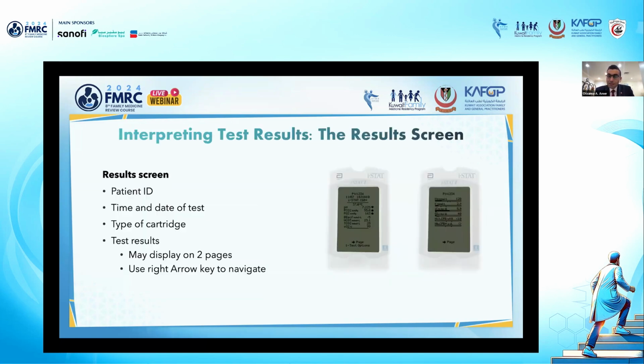Interpreting the result screen: when you get the result, you can see on this screen the patient ID, time and date of the test, type of cartridge, and test result. Maybe you will see the results on 2 pages, like with the Chem8 or CG8, because you have blood gases, hematology, and chemistry. You can change pages by pressing the left arrow on the device, or the right arrow.